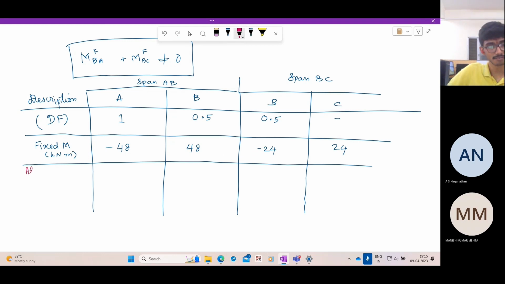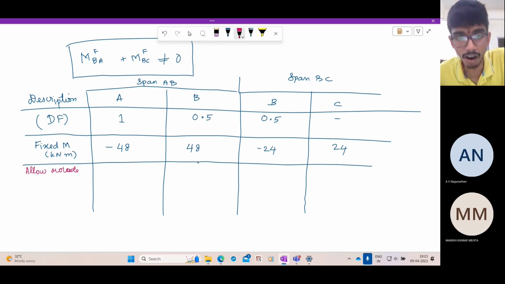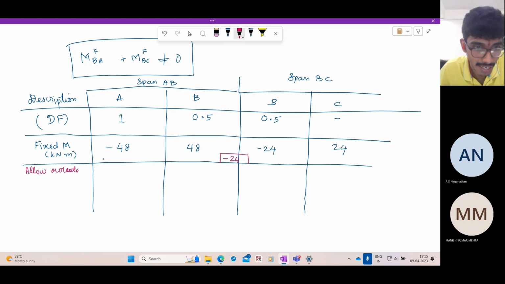So you allow rotation. So here you have this step, allow the rotation. Once you allow rotation, there is an unbalanced moment of 24 kilonewton meter. Let us apply a counter moment of minus 24 kilonewton meter at the joint B. And at joint A also the moment has to be 0 because it's a hinge joint, so let us apply a counter moment of 48. Now, how are these counter moments distributed to the different members? According to the distribution factor. So here there's only one member, so let me put a box so that it means we shouldn't sum them up in the end.